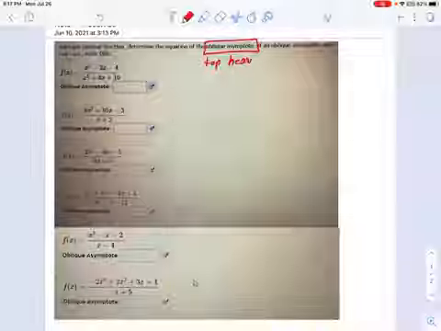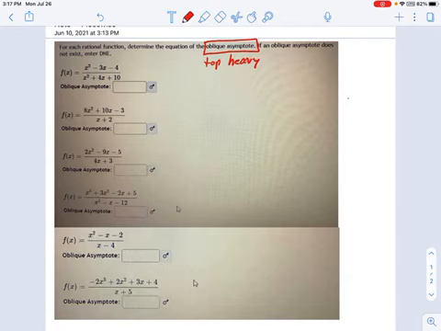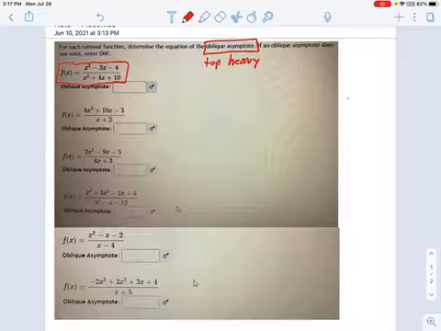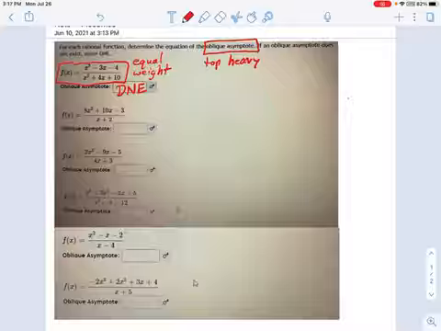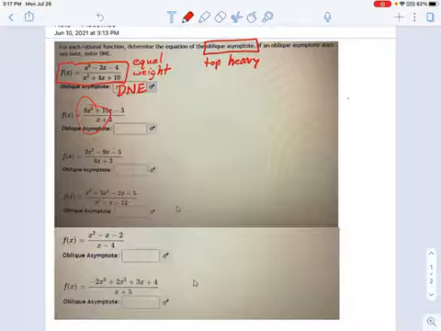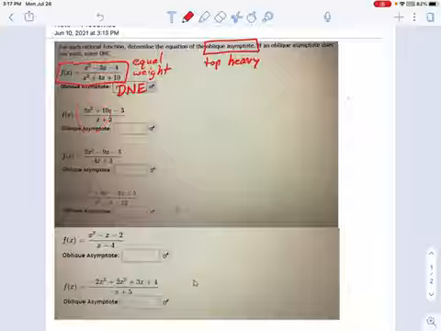What I mean by top-heavy, we've talked about this before, is when the exponents on top are higher than the exponents on bottom. So, for example, see this one right here? This is equal weight. It has an x squared on top and an x squared on bottom, which means there is no oblique asymptote. And if you scan through the rest of these, you'll see, what do we have? X squared over x, that's top heavy. X squared over x, x cubed over x squared, right? These are all top heavy.